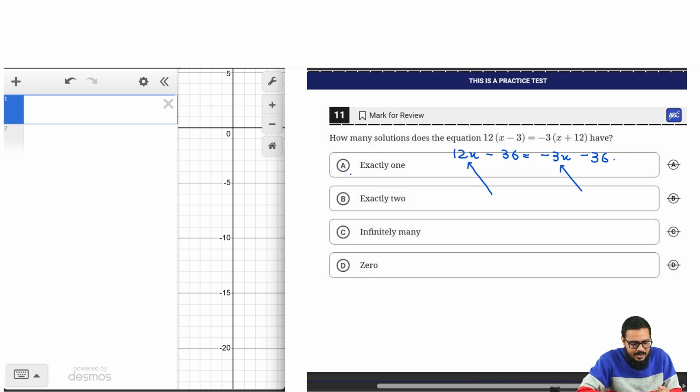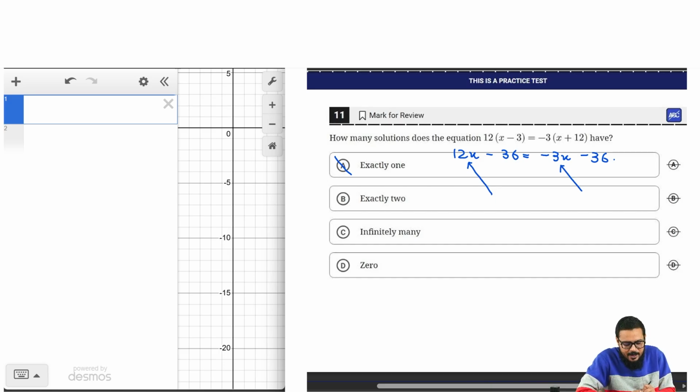So I'm going to go with exactly one, since the coefficients of the variables are not equivalent to each other on your left hand side and your right hand side. One of them has a coefficient of 12 and the other has a coefficient of minus 3, right? But even if you want to solve it, just to understand what is happening in this question, you're going to add 3x on both sides.